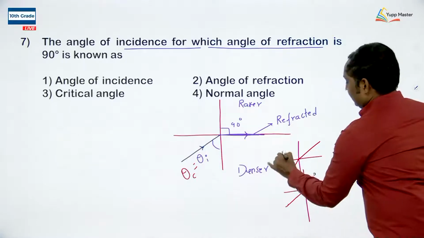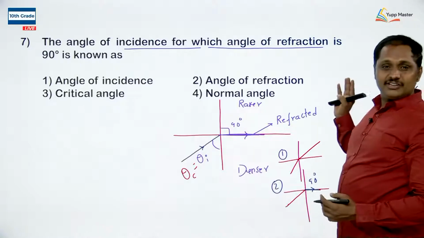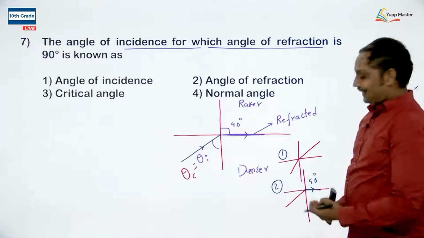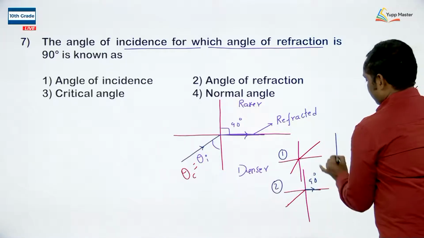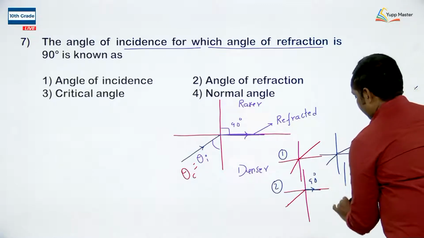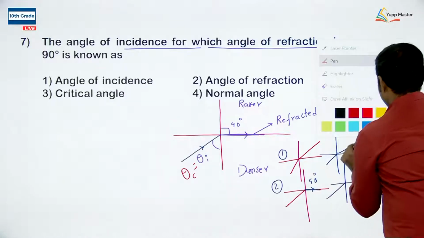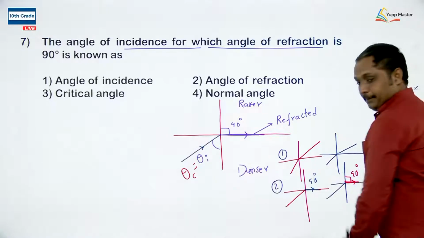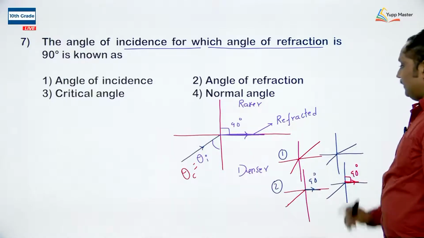This is the first case, this is the second case. In the first case, it was refracted from one medium to another. But in this case, I am gradually increasing the angle of incidence. Further, at a particular angle, you will get this as 90 degrees. Please have a look at the three cases: first case, second case and third case.